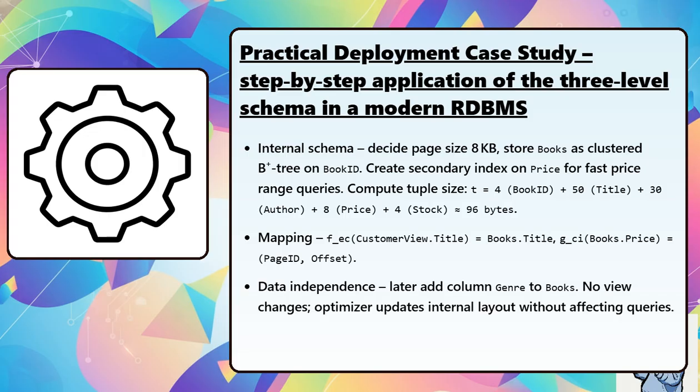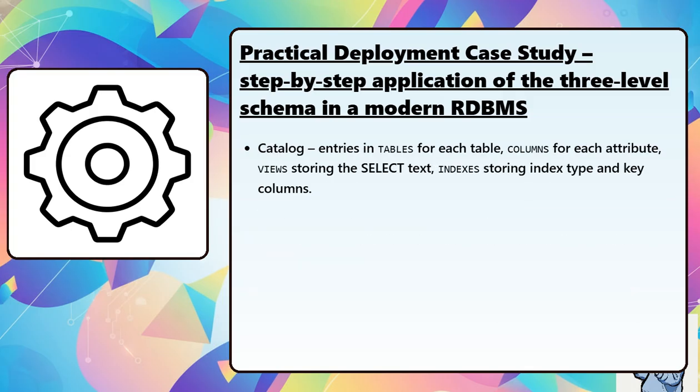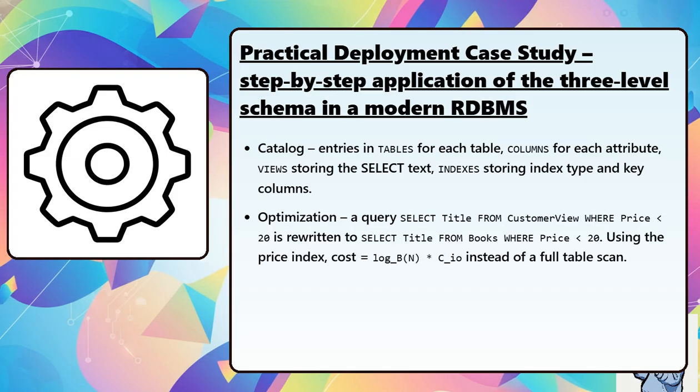Data independence, later add column genre to books. No view changes, optimizer updates internal layout without affecting queries. Catalog entries in tables for each table, columns for each attribute, views storing the select text, indexes storing index type and key columns. Optimization, a query select title from customer view where price less than 20 is rewritten to select title from books where price less than 20.